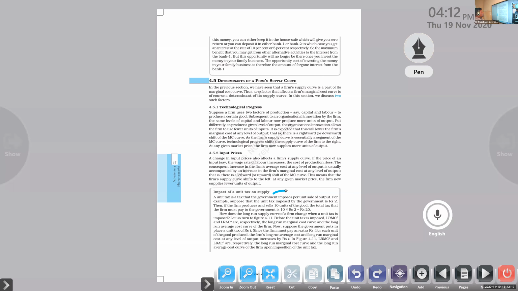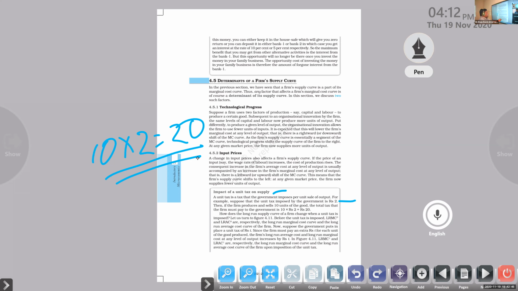A unit tax is a tax that the government imposes per unit sale of output. For example, suppose that the unit tax imposed by the government is rupees 2. Then if the firm produces and sells 10 units of good, the total tax that the firm must pay to the government is 10 multiplied by rupees 2, that is 20 rupees, right? Clear or not? For each unit of the product, they have to pay taxes.